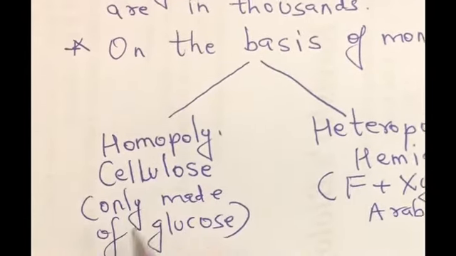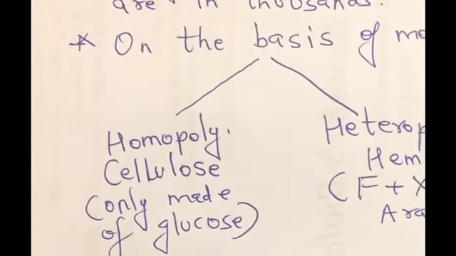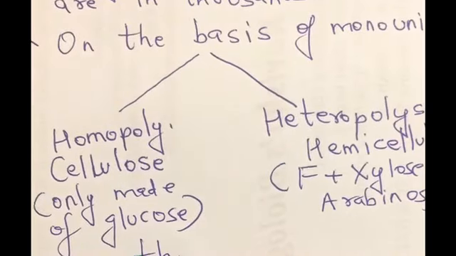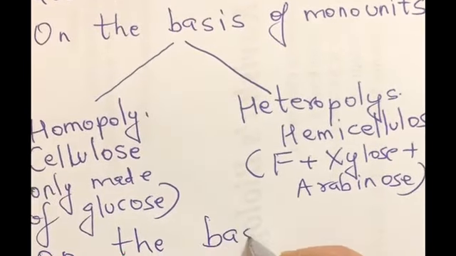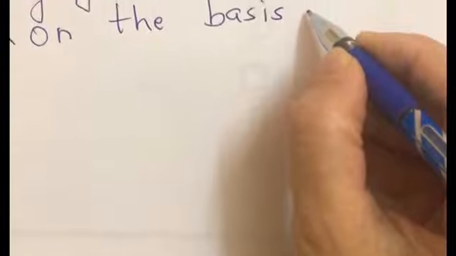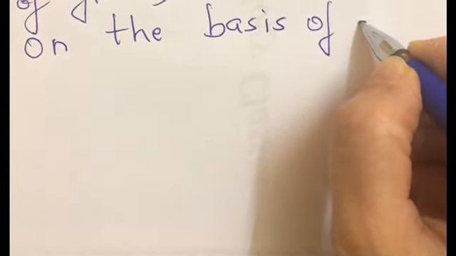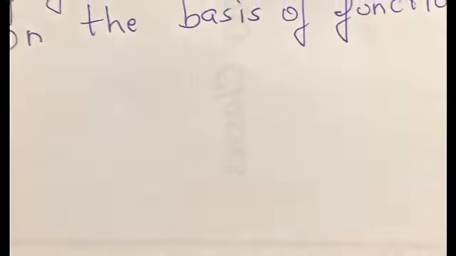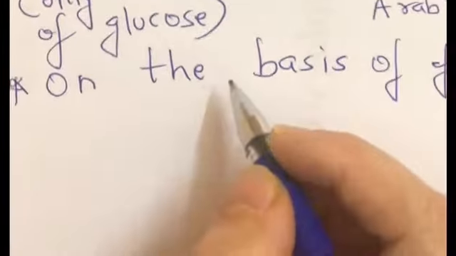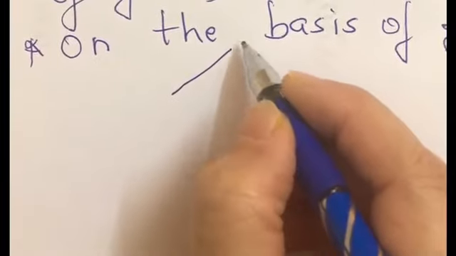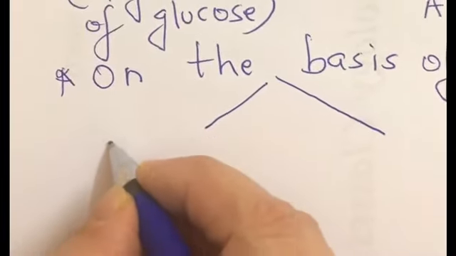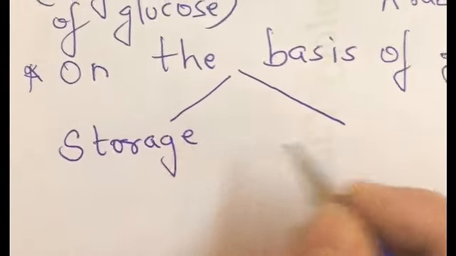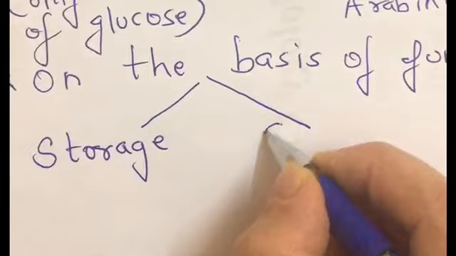Okay, so the second criterion it's based on is the function. So it's on the basis of the function. Now again it is divided into two. The first function is storage and the second function is structural.